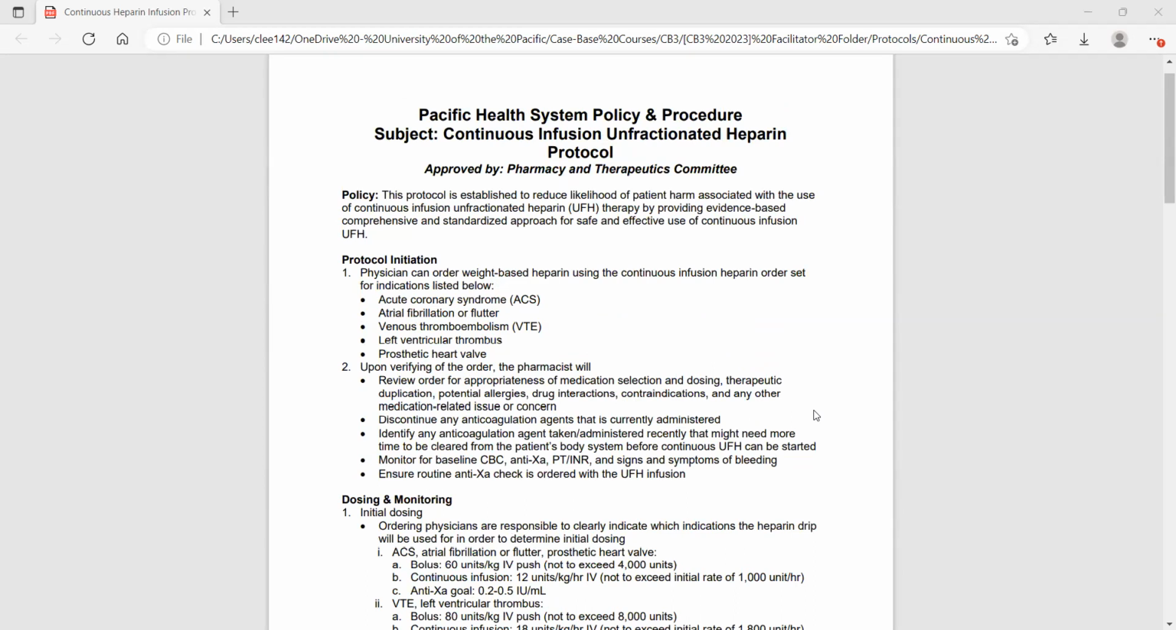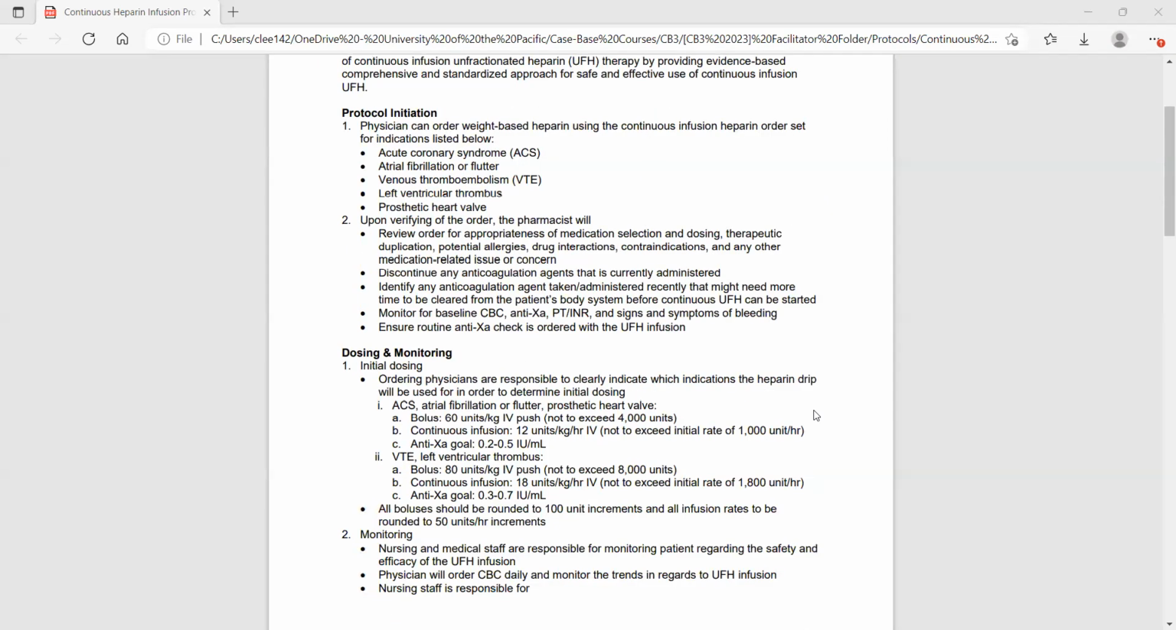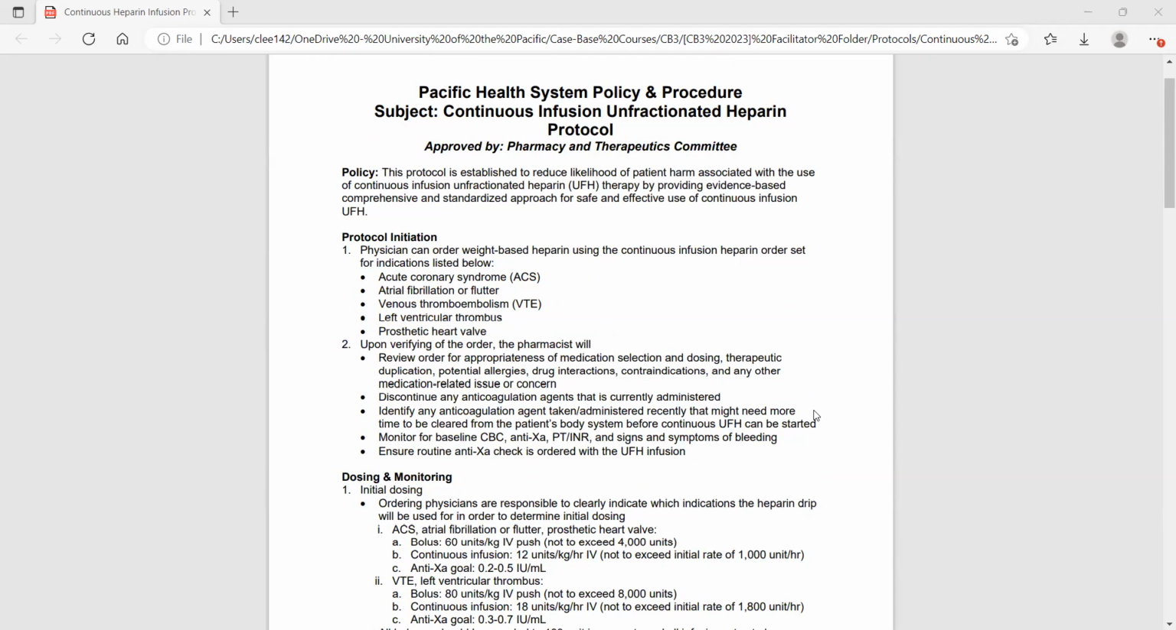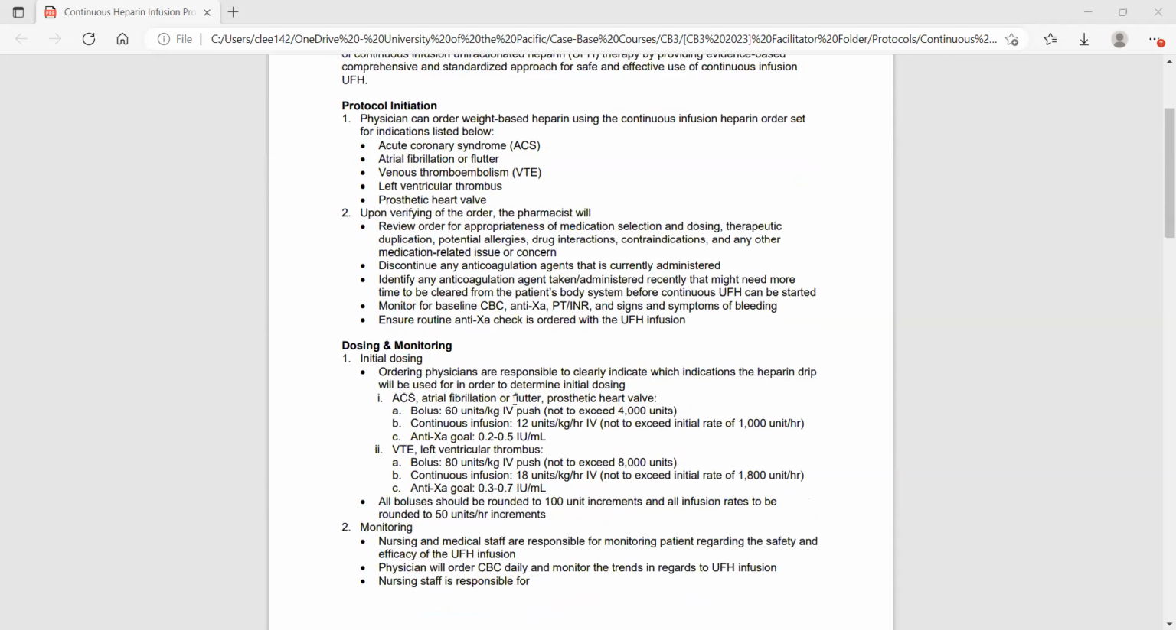So just be careful, and read through specific protocols carefully. You can use this protocol for case-based courses, but once you get to API or once you practice as a pharmacist, different hospitals might have different protocols, and there might be differences in the details that I was mentioning earlier. So just pay attention to those details.